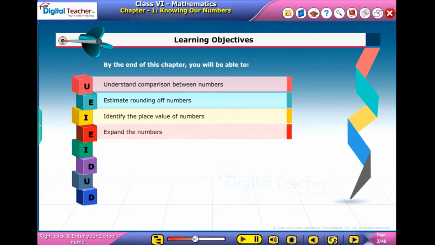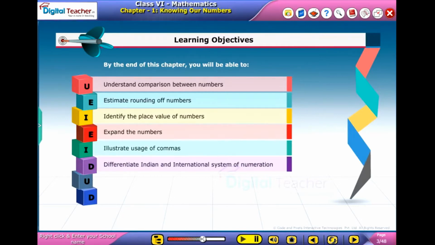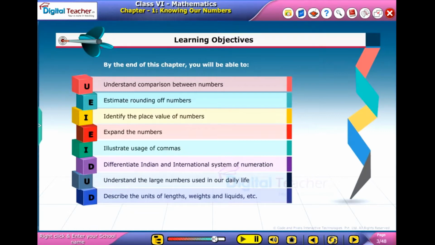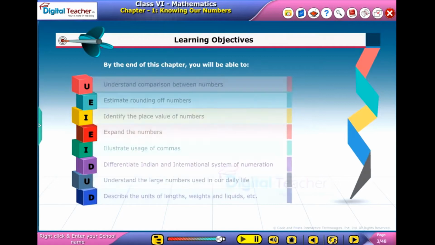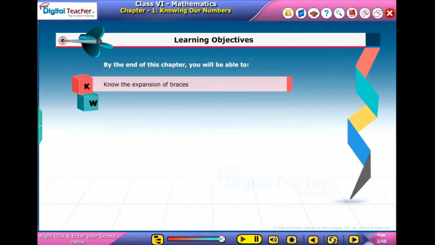expand the numbers, illustrate usage of commas, differentiate Indian and international system of numeration, understand the large numbers used in our daily life, describe the units of lengths, weights and liquids, etc. Know the expansion of braces. Write the numbers in Roman system.